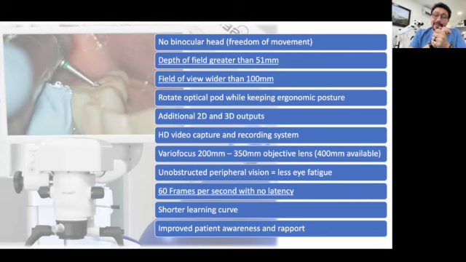And one of the biggest mistakes that dentists make when they are trying to get used to the microscope is trying to work under the higher magnifications.